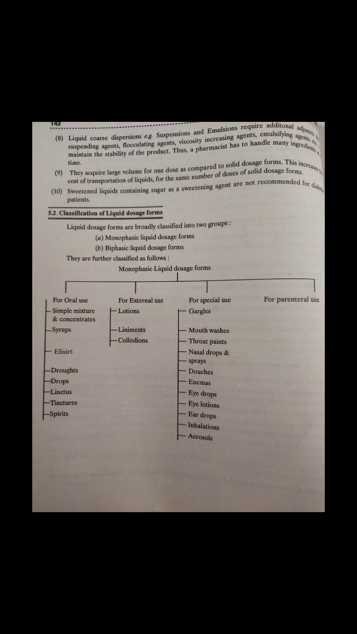Next we have eye drops. Eye drops are sterile, aqueous or oily solutions for instillation into the eye. They are used for the localized action of drugs on the surface of the eye or in its interior part. So eye drops must have the following characteristics.